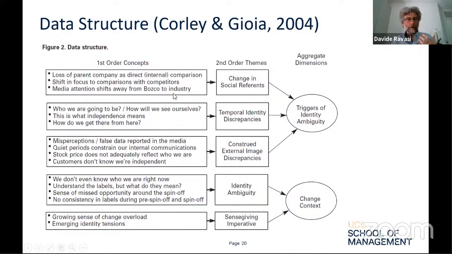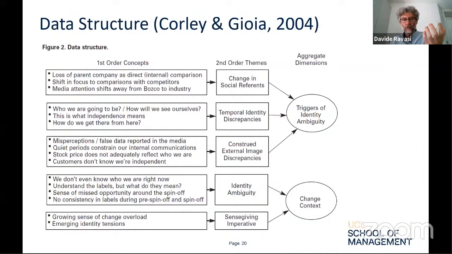Loss of parent company as direct comparison. We lost the parent company as direct comparison. We shifted our focus comparing with competitors. The attention of the media shifted away from Bosco. This is all descriptive. You see, there are precise references to the case company itself. This is what they heard from the informants.